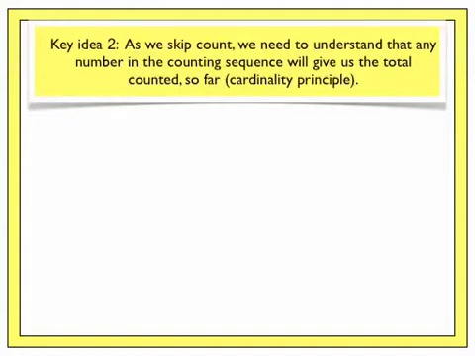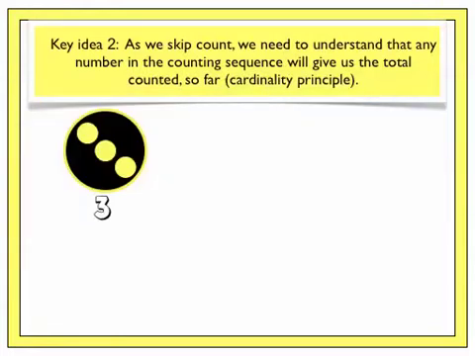The second key idea is this. As we skip count, we need to understand that any number in the counting sequence will give us the total counted so far. The special name for this idea is the cardinality principle. Let's take a look at our model again. The first number in my skip counting sequence for 3 is 3. This number also tells me that there is a total of 3 yellow dots in the first group.